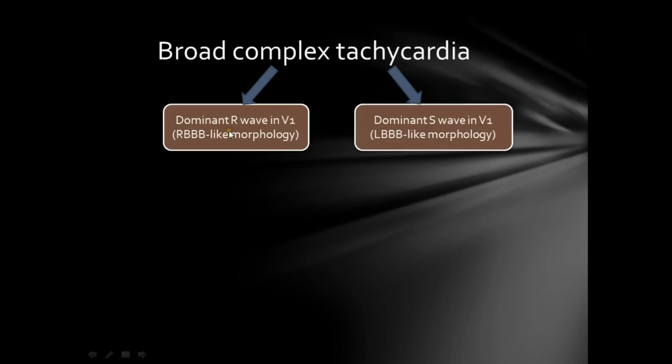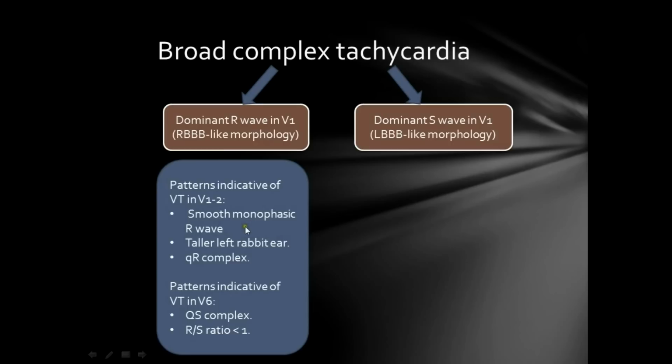So again, if you have a dominant R wave in V1, which is a right bundle branch block like morphology, we would be looking for the following patterns which are indicative of ventricular tachycardia rather than an SVT with aberration. And the patterns in V1 to V2 which are indicative of ventricular tachycardia are the following 3 points. The first is that you have a smooth monophasic R wave, or a taller left rabbit ear, or a QR complex, which is a small Q wave and a tall R wave.